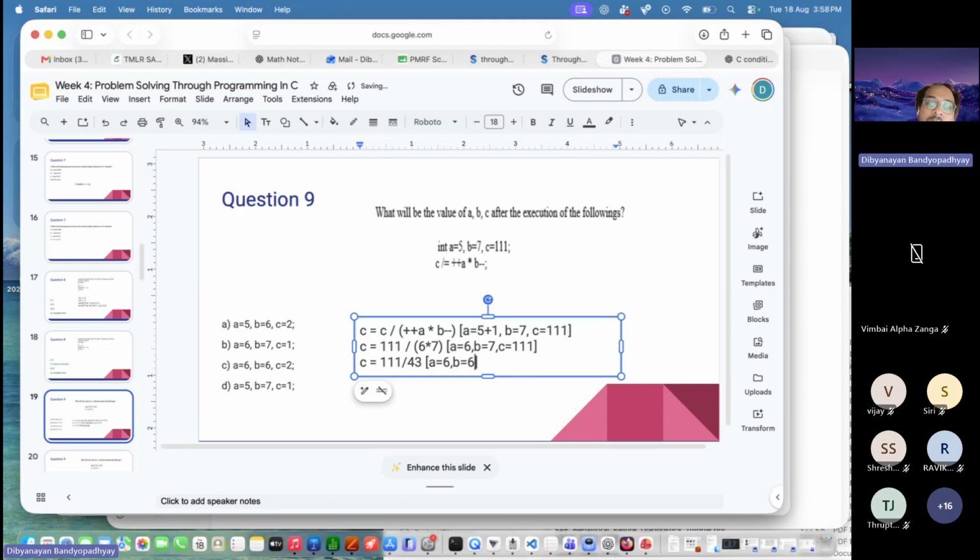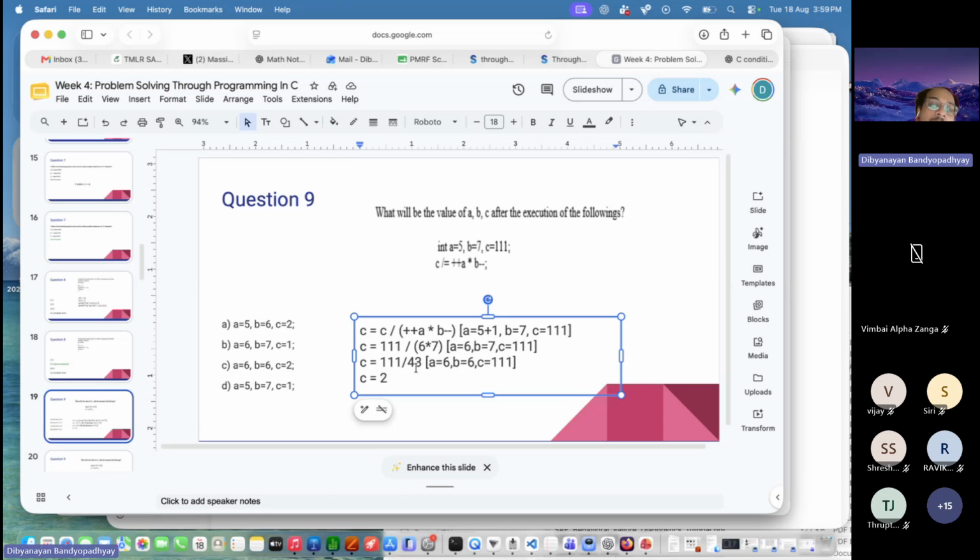So B will be 6 and C is still 111. Then C is evaluated here, the final value of C, which is 2. Why 2? Because it is integer division. 43 times 3 would exceed the value of 111, so you can only take 43 up to 2, which gives you 86, which is below 111.